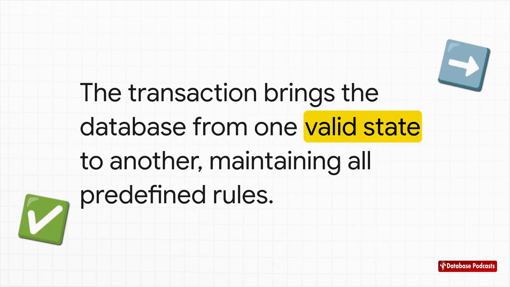Next up, C is for consistent. This just ensures that a transaction can only ever move the database from one valid state to another. It basically means the database has to follow its own rules. So you can't, for example, create an order for a customer that doesn't actually exist in the database.